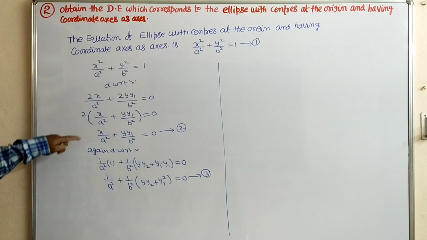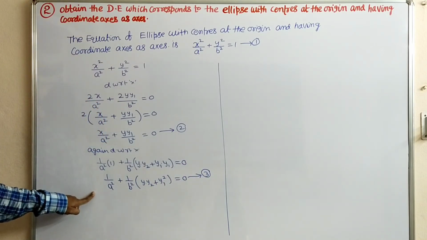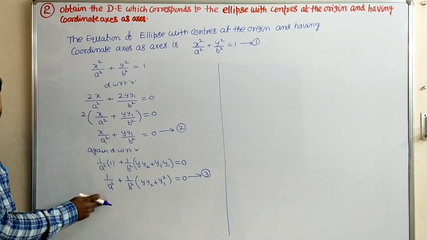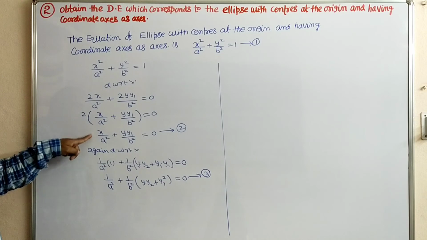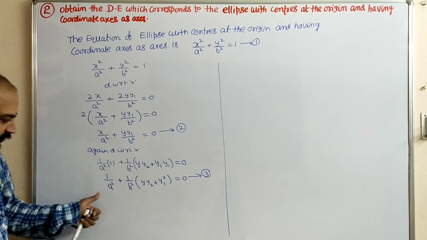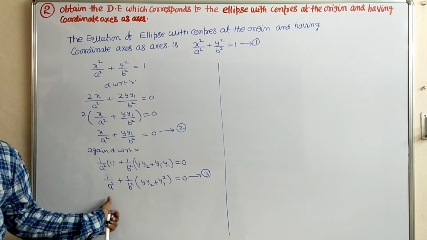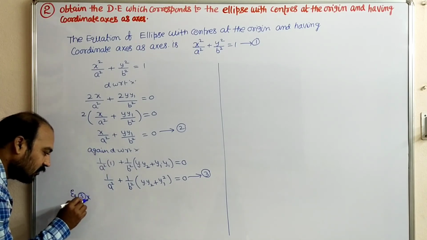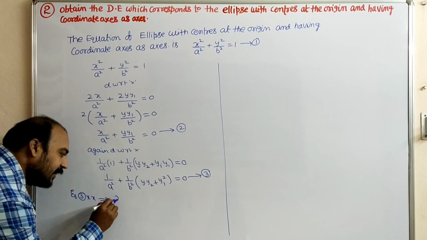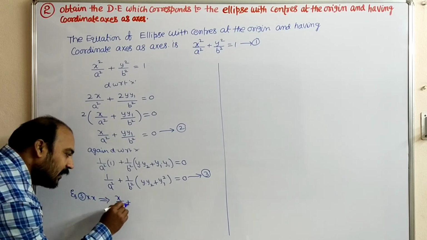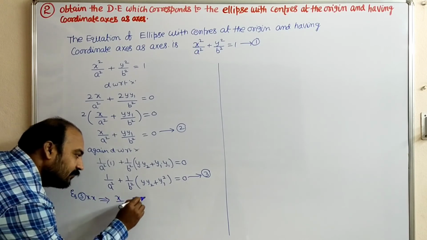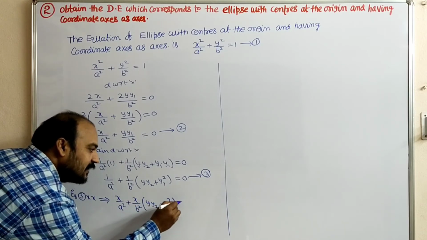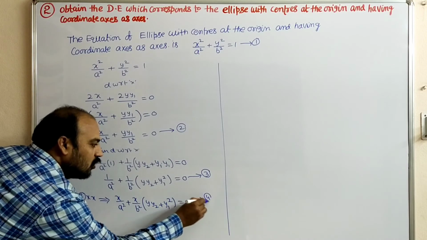Now we are going to solve equation 2 and equation 3. In equation 2, x by a square is there. In equation 3, 1 by a square is there. So to eliminate the a square term in both equations, you have to multiply equation 3 with x. That implies x by a square plus x by b square into y y2 plus y1 square is equal to 0. Put as equation number 4.